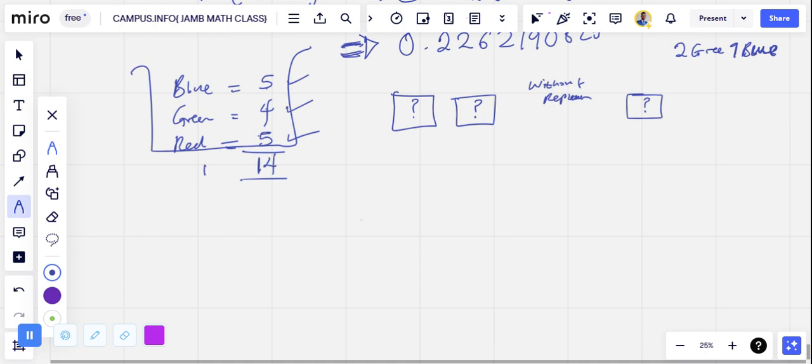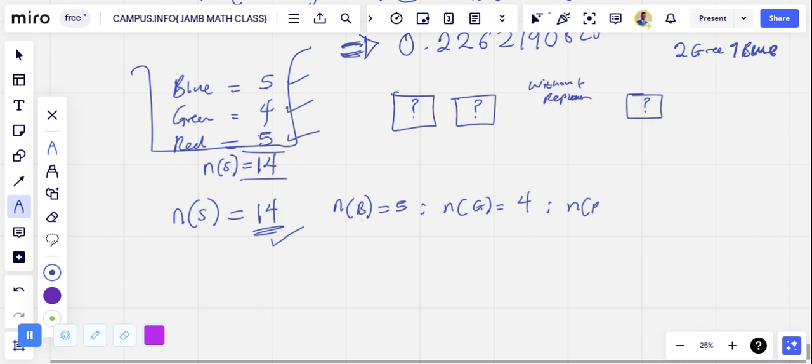Okay, so that means my number of sample space is 14. Let me write it clearly. The number of sample space in that bucket is 14. But my number of blue balls is 5. Number of green balls is 4. Number of red balls is 5. Now, the question says the boy is to pick two balls. Read that for us.